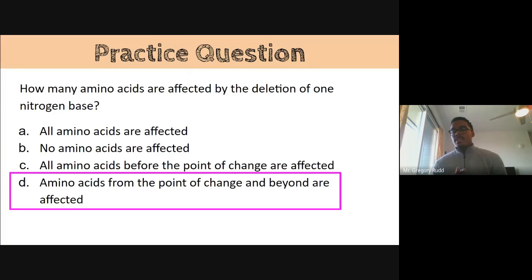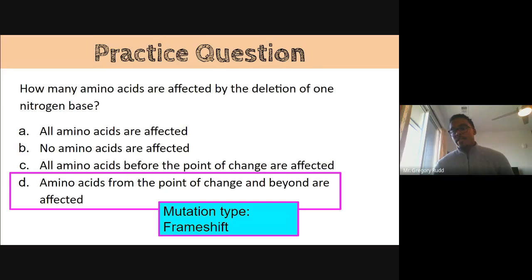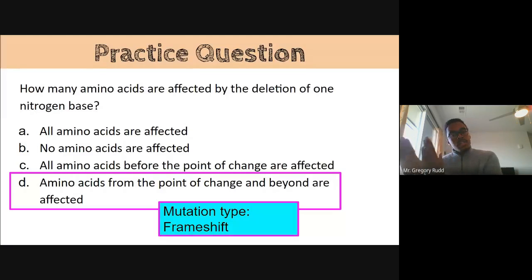I'm going to demonstrate this on the next slide, but this is called a frame shift mutation. What happens is that when I delete one of the nitrogen bases, everything that comes after that is going to be affected. The reason for it is that we read nitrogen bases, or we read DNA, we read genes in codons. We read them in groups of 3. So if I delete one of those bases, now my group of 3 has to shift over, and we're going to see that take place.